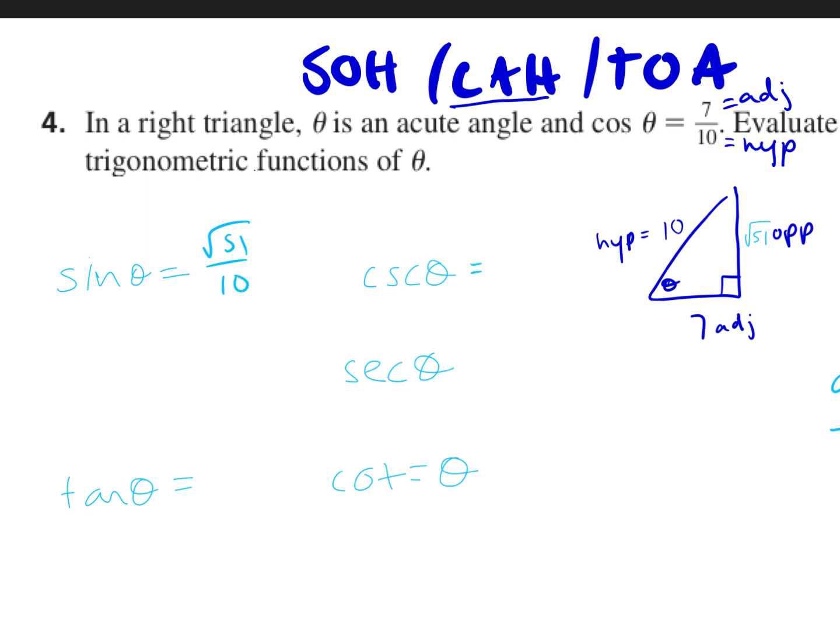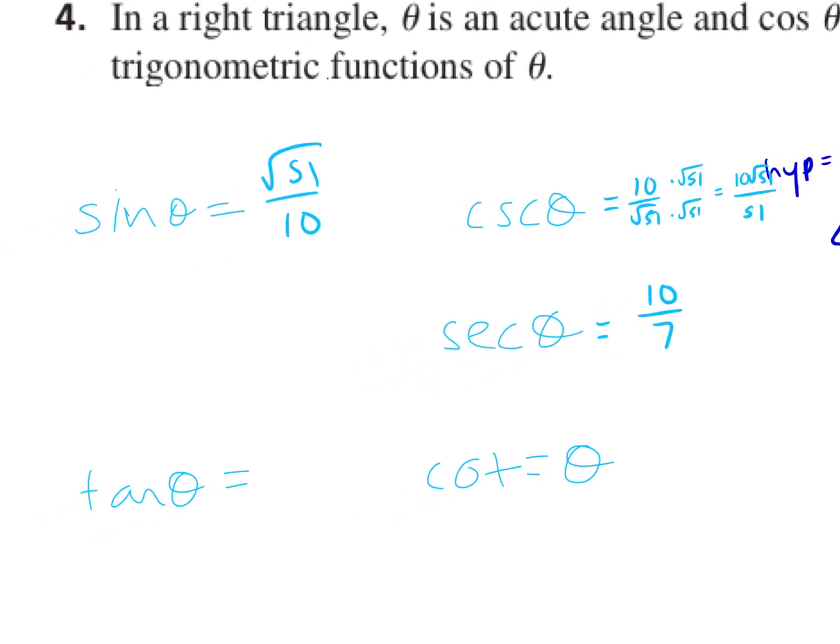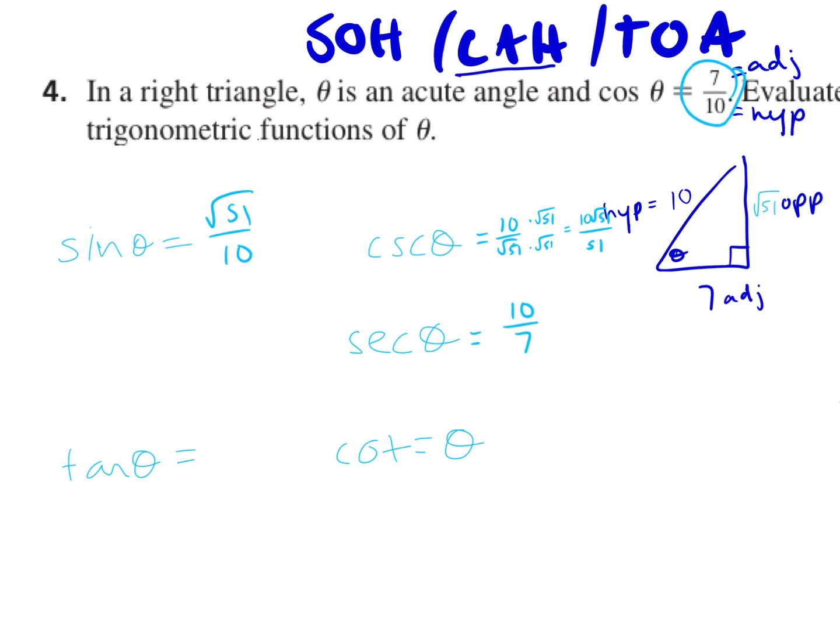So cosecant would be what? 10 over square root 51, but what do we have to do to that? We have to rationalize. So multiply the top and the bottom by square root 51. So 10 square root 51 over 51. What would secant be? Awesome. We just flip cosine, so that would be 10 over 7. What's tangent? Perfect. Opposite over adjacent, so square root 51 over 7. And cotangent would be? Awesome. We already rationalized it, so square root 51 over 51.